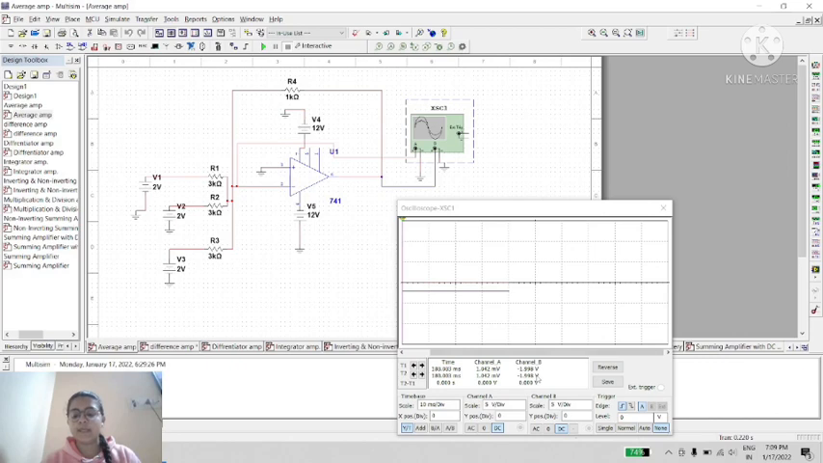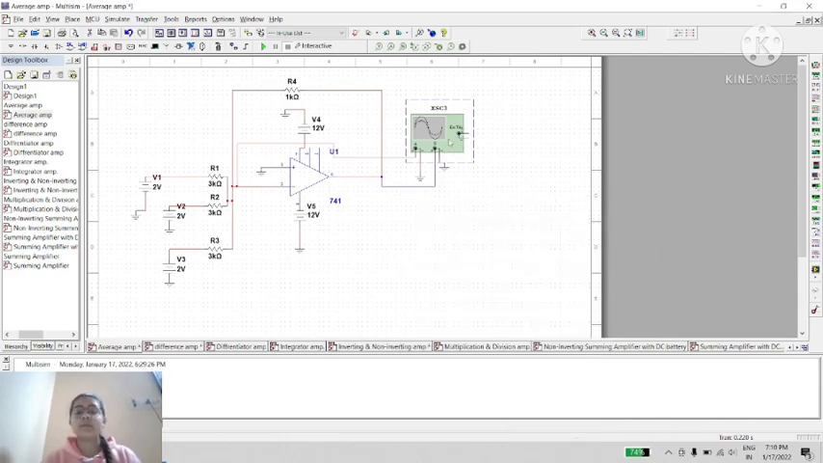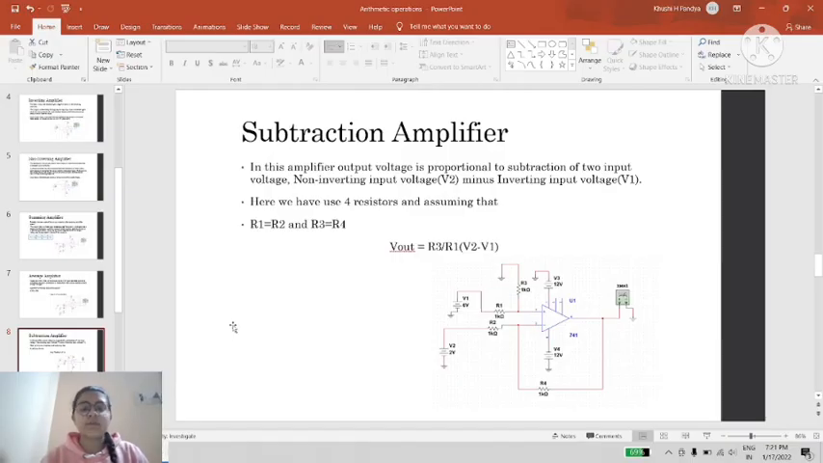So here we can see that channel B is seeing minus 1.99 voltage, which is approximately 2 voltage. Same as previous, we can also check this with the multimeter. After that, subtraction amplifier.